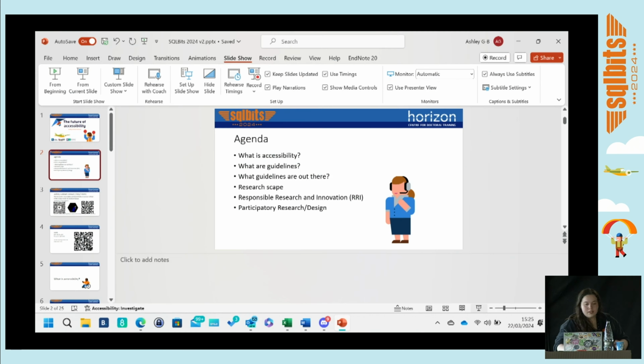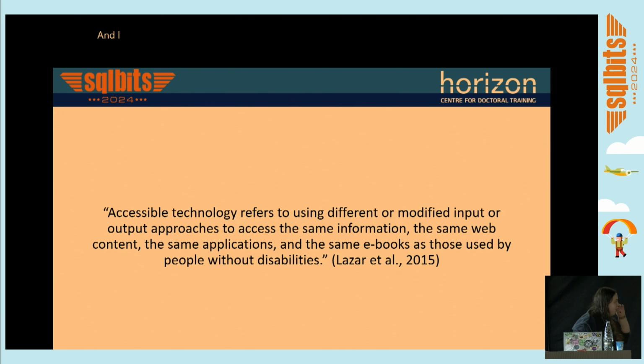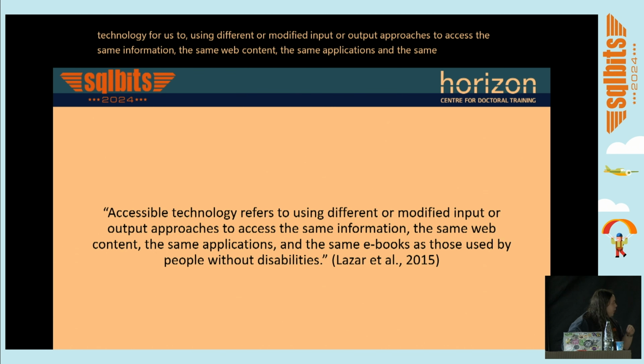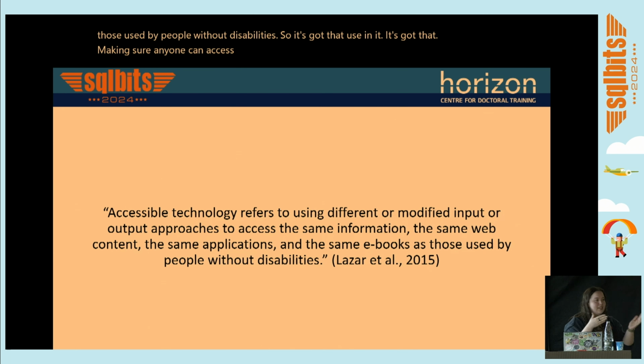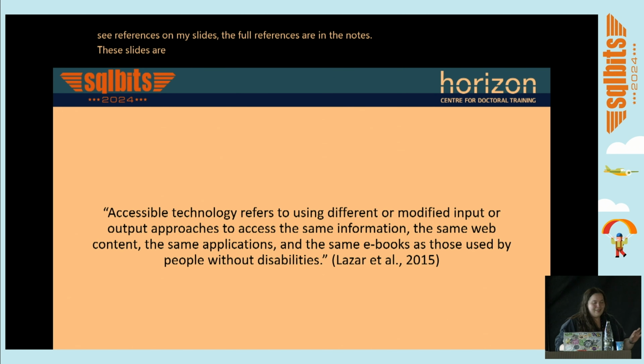I'm going to hopefully very quickly jump back to my slides for a second. And I have a very long academic definition of accessible technology, which is: accessible technology refers to using different or modified input or output approaches to access the same information, the same web content, the same applications, and the same ebooks as those used by people without disabilities. So it's got that use in it, it's got that making sure anyone can access things. This is a very particular definition from a book. If you see references on my slide, the full references are in the notes. These slides are available later. I don't think they're available at the moment, but they will be available later.